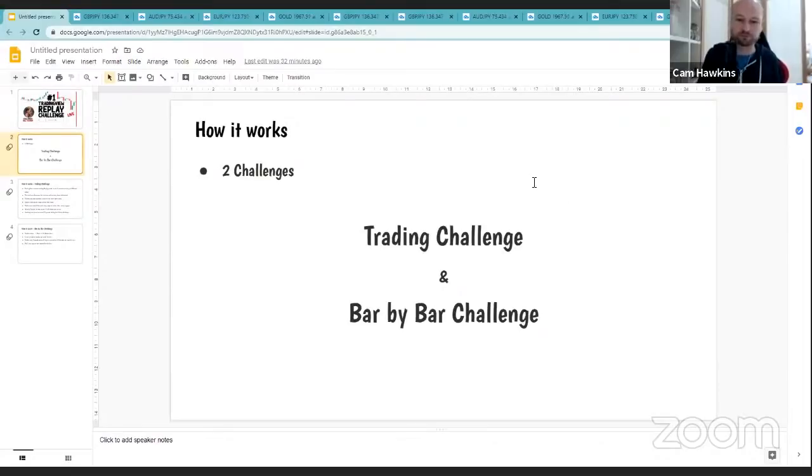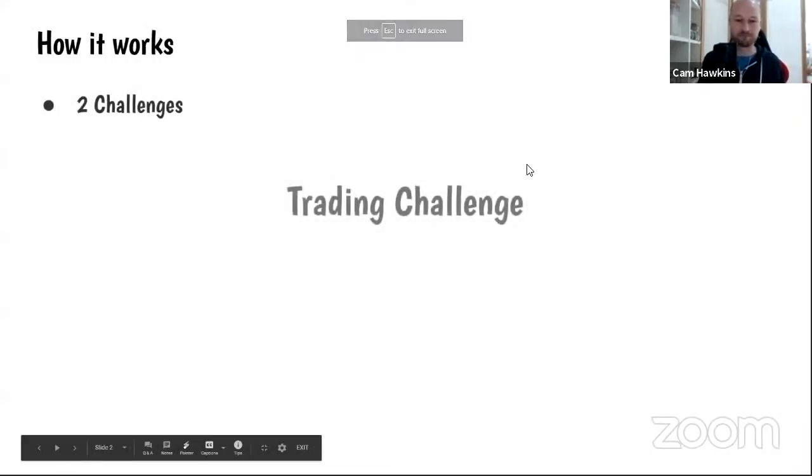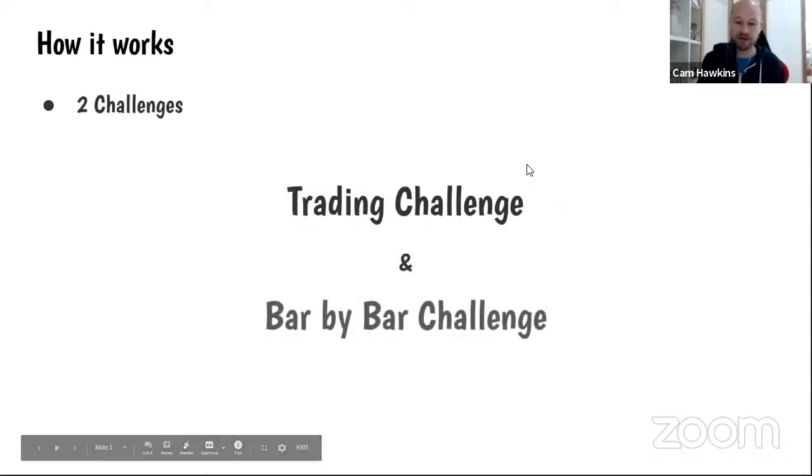This is how it works. There are two challenges today. The first challenge is the trading challenge. The second one is the bar by bar challenge. Let me put this in present mode. It's probably going to be easier. Trading challenge, and then bar by bar challenge.